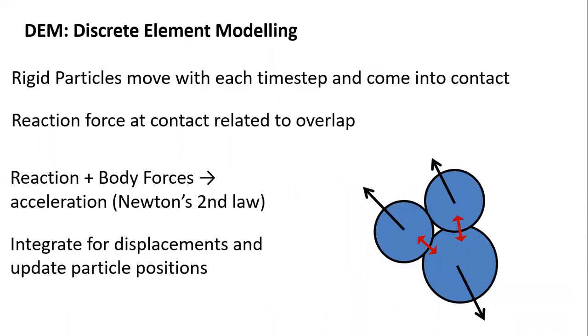The basis of DEM is that each particle can move in space and overlap with other particles where they contact. The reaction force at contact points is related to this overlap via a constitutive law. The resultant force on each particle is then used to calculate the acceleration, velocity, and displacement for each particle at a given time step.